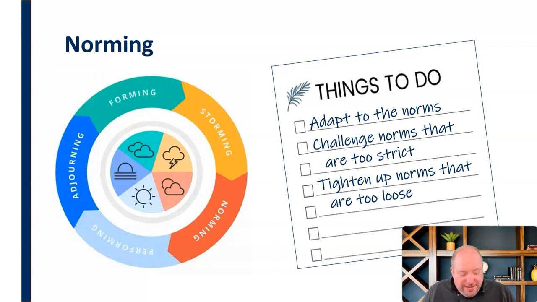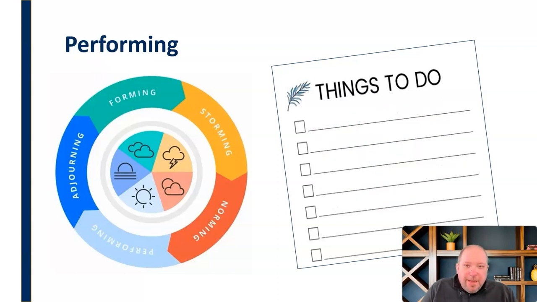But in general, once we've identified a norm, we need to adapt to that and get the group to work within those strictures. When we enter into performing, there are some things we need to keep in mind as well. First of all, we want to stay task focused in performing. That doesn't mean that you can't have friendships or develop relationships, but those kinds of things need to happen outside of the group, especially once you get into performing.